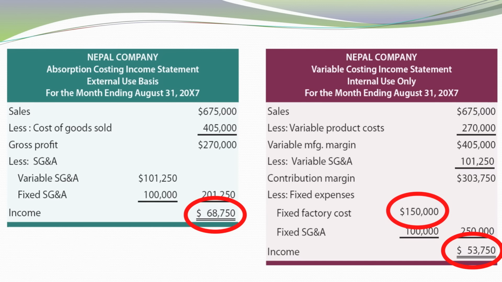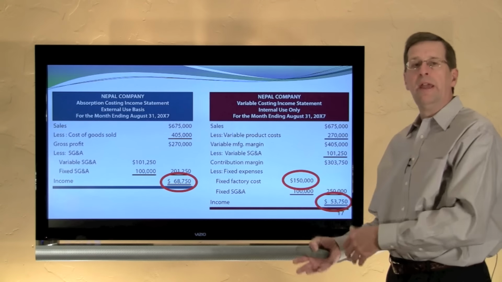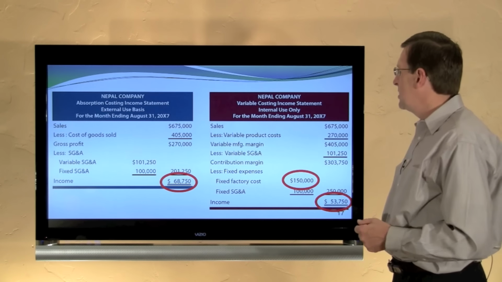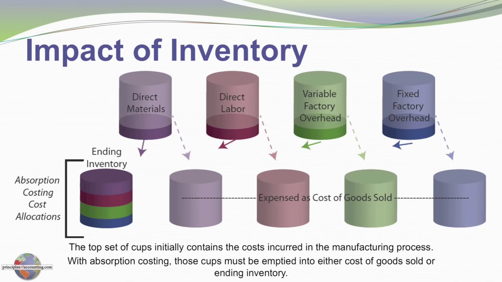The key difference being the $150,000 of fixed factory overhead was all expensed under variable costing, but only 90% of it was included in the cost of goods sold. The other 10% would be assigned to inventory. 10% of $150,000 is $15,000. That explains our difference in income. It's how the cost is allocated. Is it allocated to inventory, or is it allocated all as a charge against income, as was the case under variable costing? Here is a graphic showing this effect.